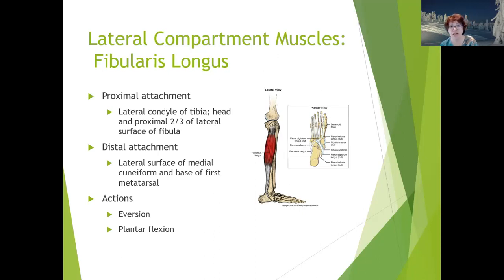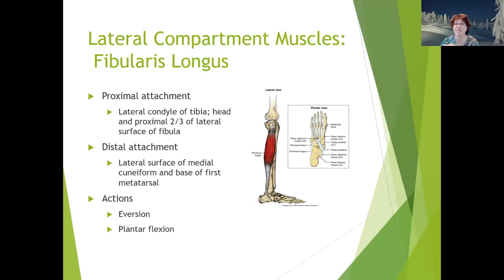The wrapping around the lateral malleolus gives them a line of pull for plantar flexion because it moves it back posterior to the medial-lateral axis. So it gives us that line of pull for plantar flexion. The distal attachment is on the lateral surface of the medial cuneiform and the base of the first metatarsal. So it actually dives down underneath the foot and attaches to the base of the first metatarsal.